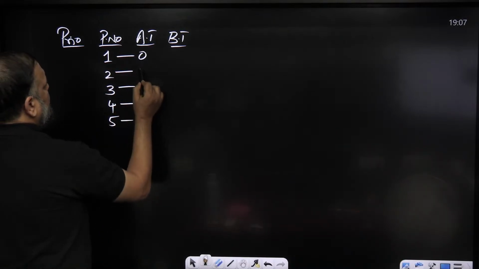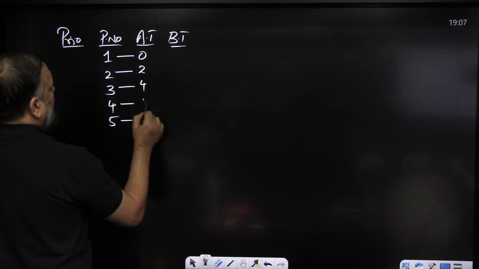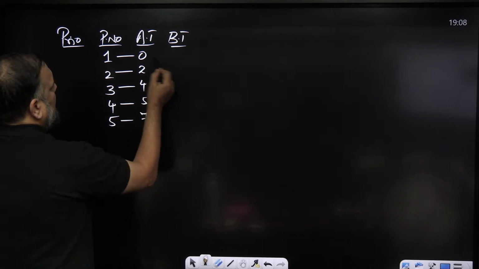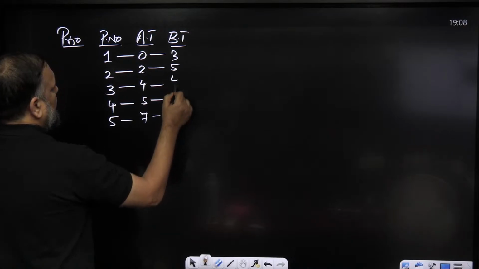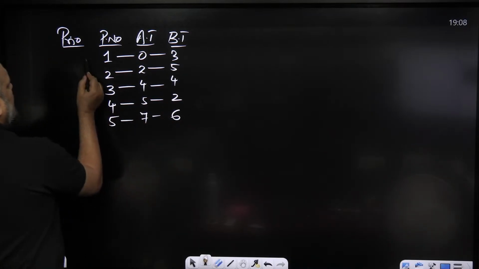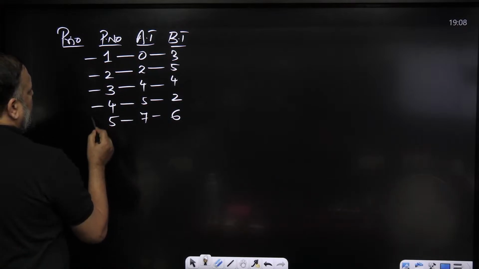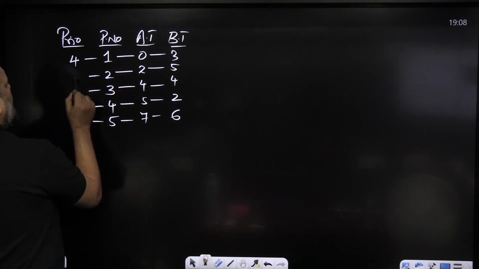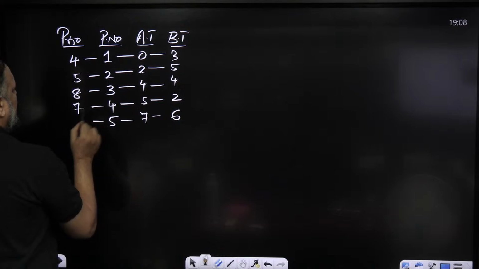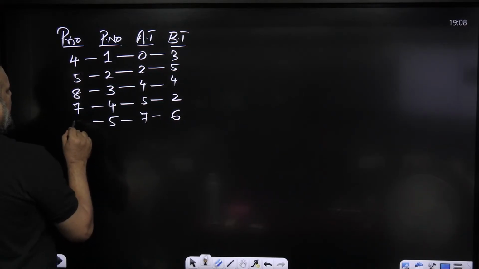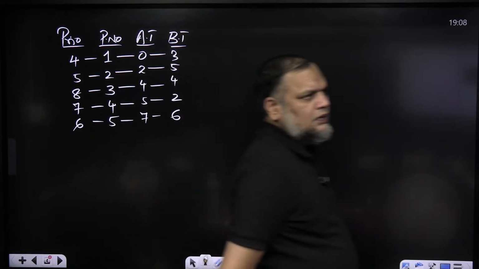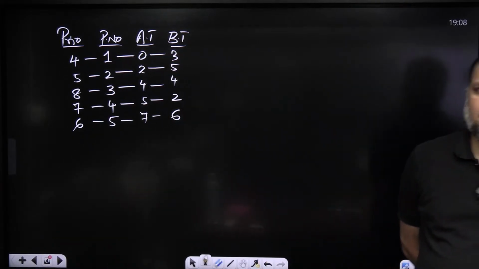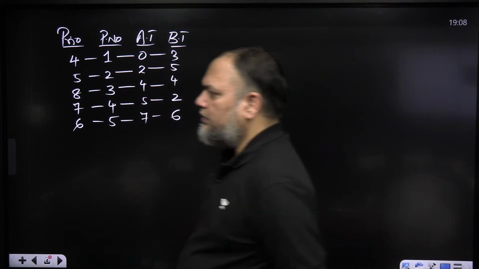And their arrival times are something like this: 0, 2, 4, 5 and 7. You can take some sample burst times, say for example 3, 5, 4, 2 and 6. And here we follow the priority. So let's say the priority is 4, 5, 8, 7 and let us say 6, like this. So how will the Gantt chart look like for priority based scheduling using non-preemptive and preemptive approach?